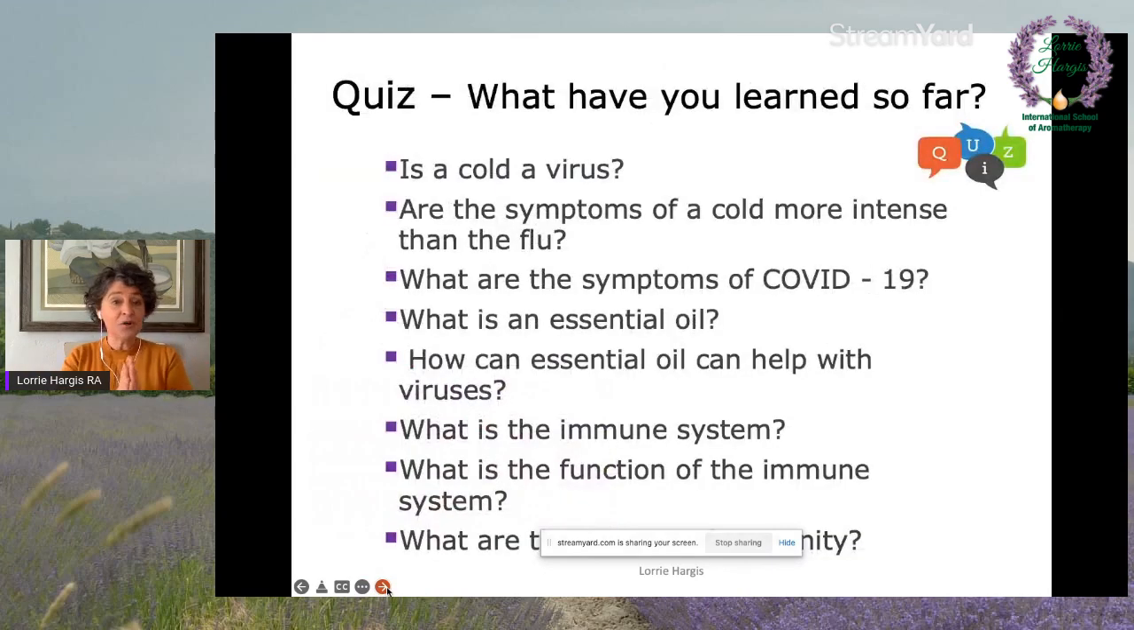So let's do our quiz. One of you can win our book, and we will tell that today. We will say who's going to be the winner. Our first question is, is a cold a virus? Our second question is, are the symptoms of the cold more intense than the flu? Our third question is, what are the symptoms of COVID-19? The next question is, what is an essential oil? Next one is, how can essential oil help with viruses? And the next one is, what is the immune system? What is the function of the immune system? And down here, I can't read it because it's so low. What are the 3 types of immunity?